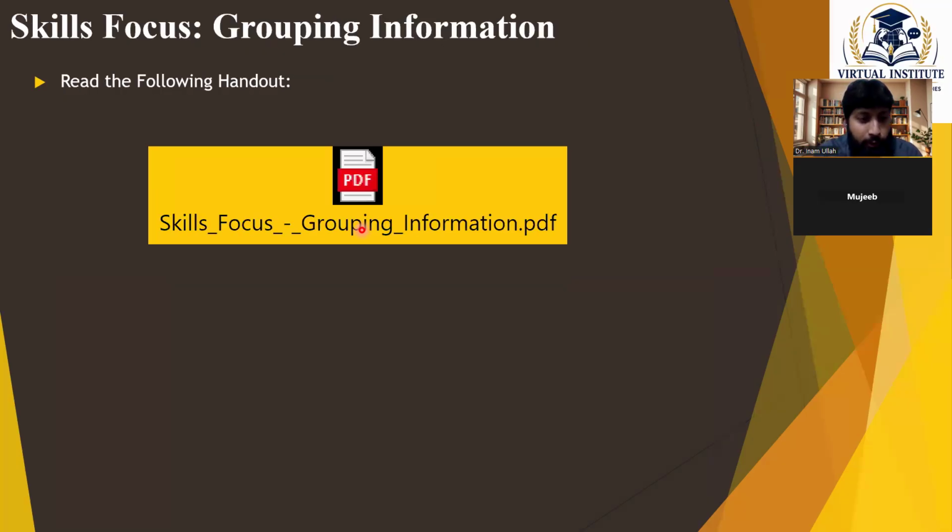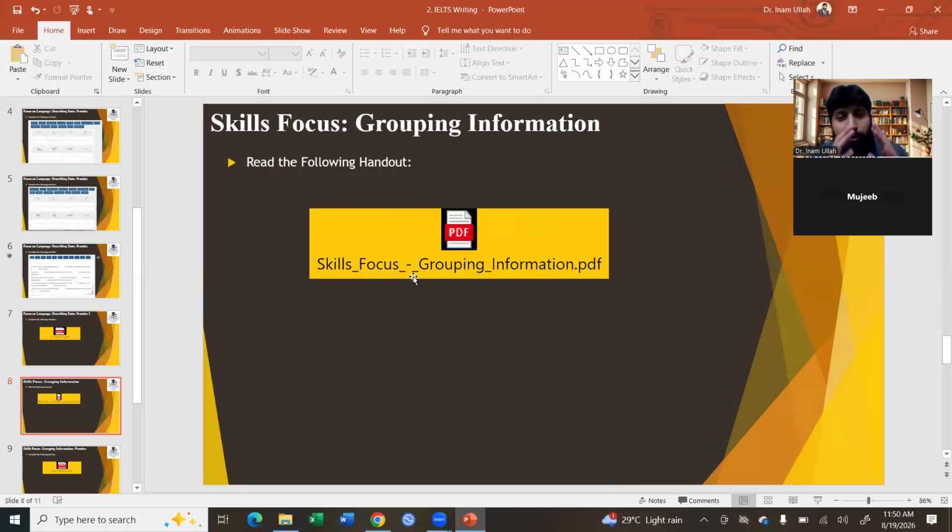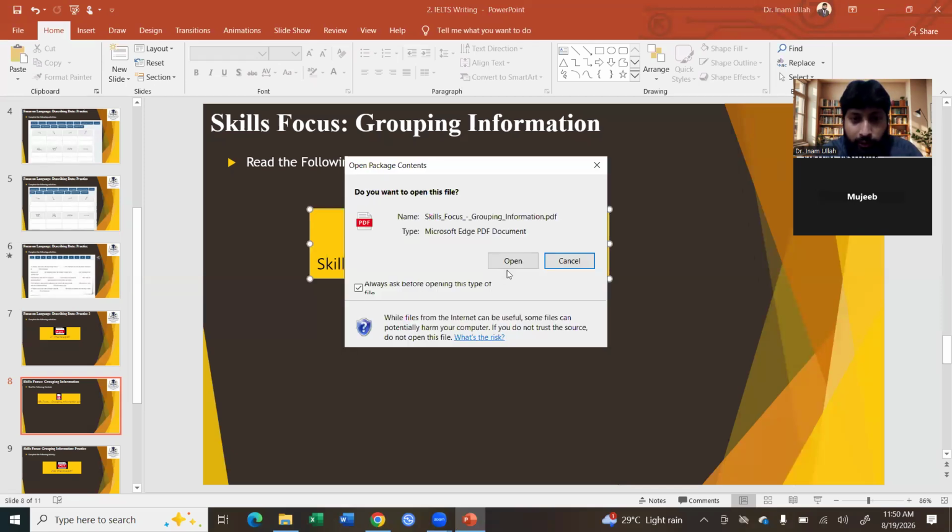Now, another important thing is grouping information. You have learned how to describe data, but now we have to learn how we can group data. Grouping data means taking similar data and grouping them into one group, then taking another kind of data and putting it in another group. When you make different groups of similar data, this is what you call grouping information. So let's see how we can do that, okay?